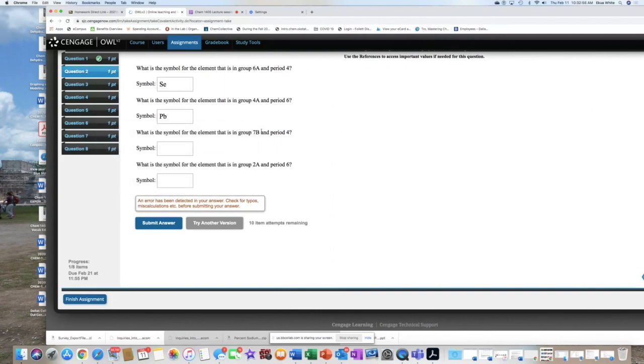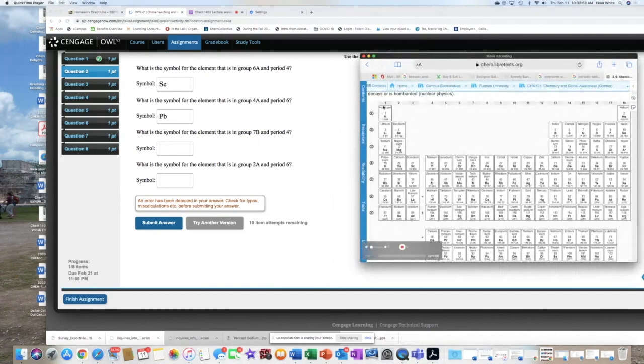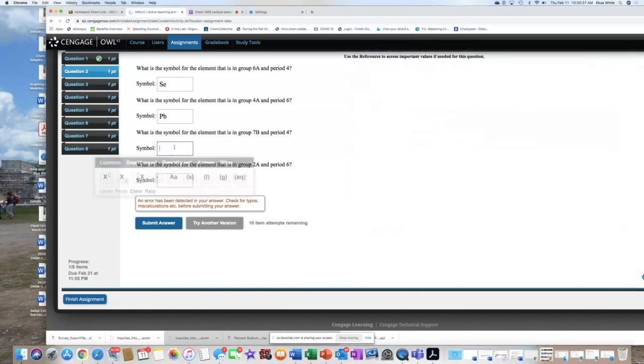Next one. Group 7B, period 4. Period 4. 1, 2, 3, 4. Across, go all the way to 7B. Oh, 7B, not A. Ooh, that was a close one. Because it says B, not A, right? I was going to go to 7A. 7A is bromine. It says 7B. So let me see. 1, 2, 3, 4. This is 4 across. 7B, you have to have a periodic table for that. 7B is this one here, 7B. This group right here is B, right? So manganese. Okay.